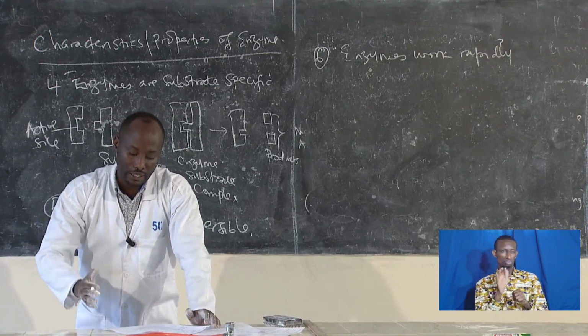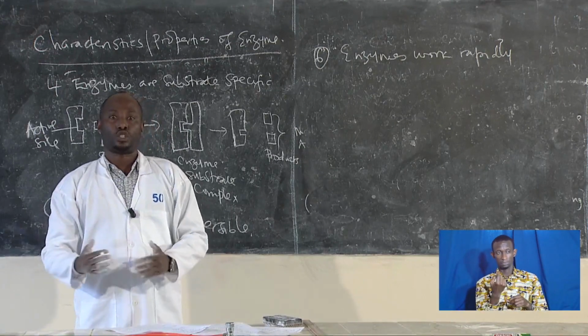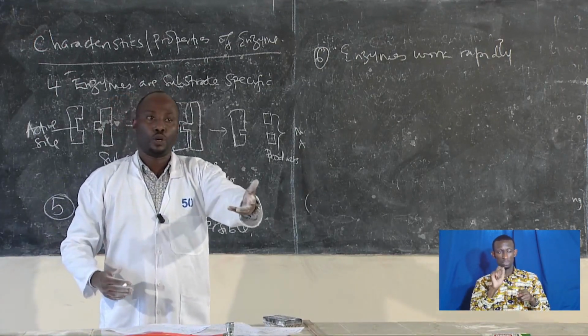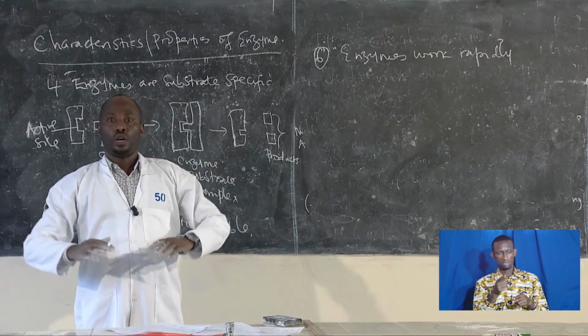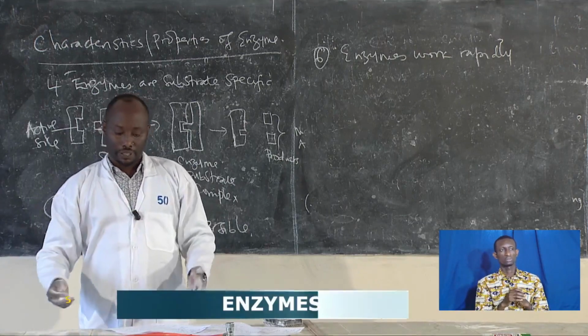The fastest known enzyme is called catalase. I gave an example of catalase, which converts hydrogen peroxide to water and oxygen. So they convert substrate into product very fast.